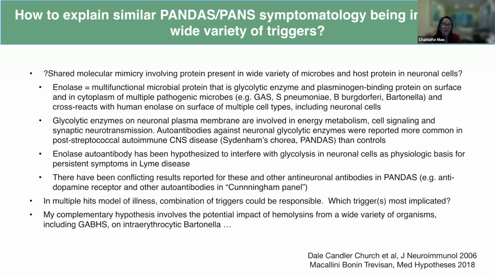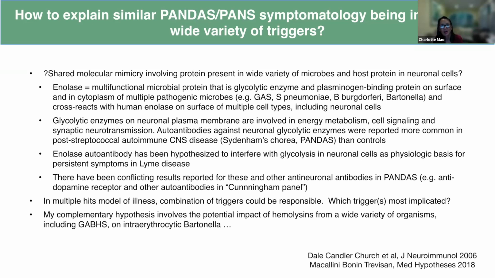So how can one explain similar PANDAS symptomatology being instigated or created by a wide variety of infectious triggers, or even non-infectious triggers as well? Well, the presumed mechanism is that there's some type of shared molecular mimicry involving a protein that is present in a wide variety of microbes and a host protein in neuronal cells.